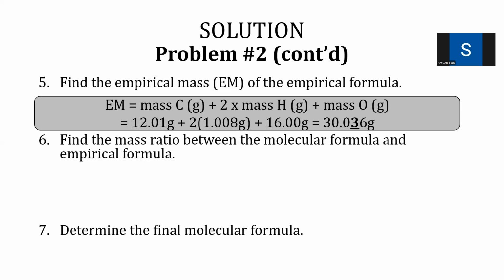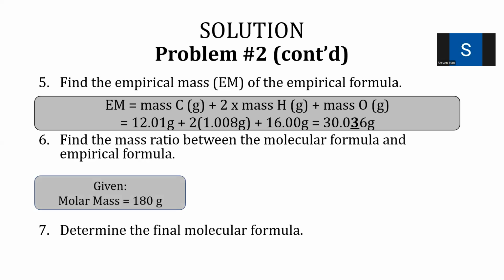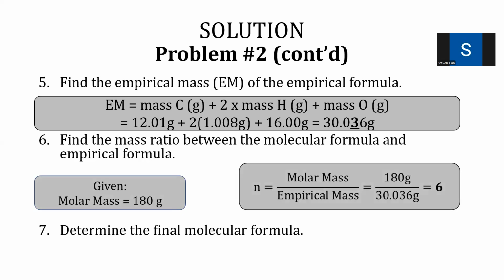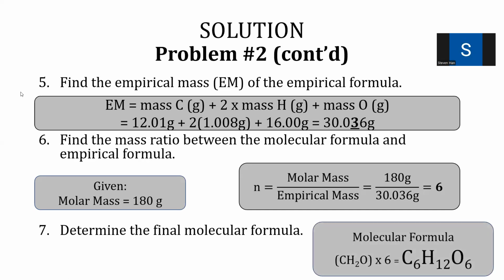Next, find the mole ratio between the molecular formula and the empirical formula. The molar mass of the compound is 180 grams. N equals 180 grams divided by 30.036 grams for a final value of 6. Thus, determining the final molecular formula is done by taking the empirical formula of CH2O times 6 for a final molecular formula of C6H12O6.